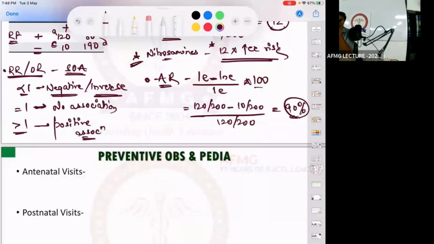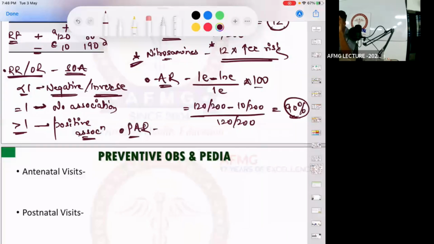So the attributable risk in the patient would be 92%. What is the formula for attributable risk? Incidence in exposed minus incidence in non-exposed upon incidence in exposed. No issues with this. And last, I will only give you the formula. They don't ask you to calculate this.